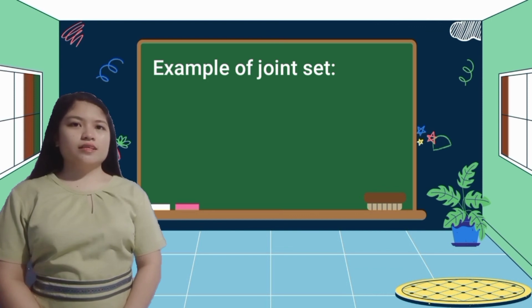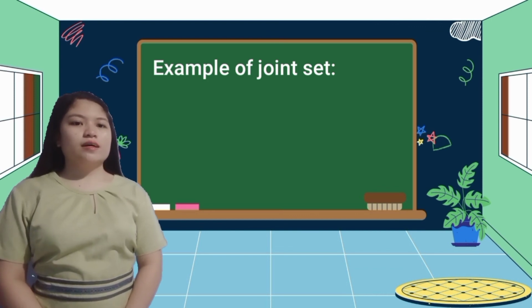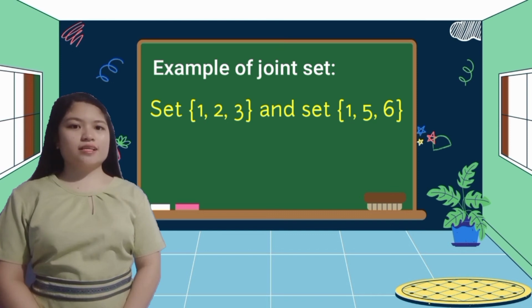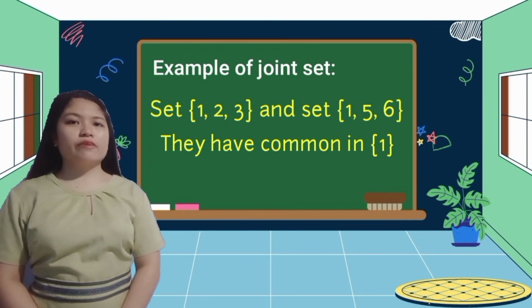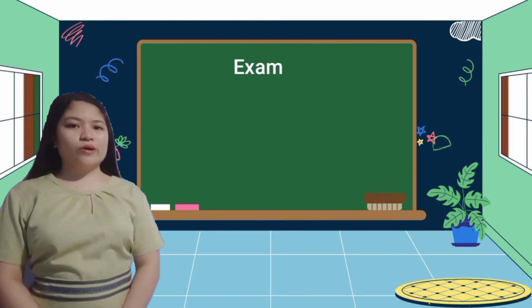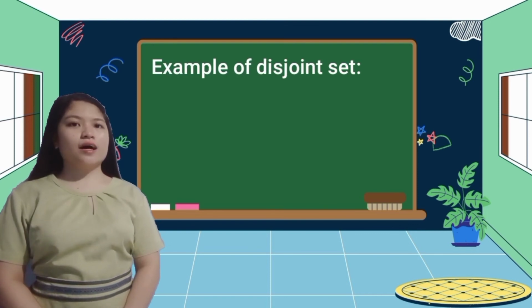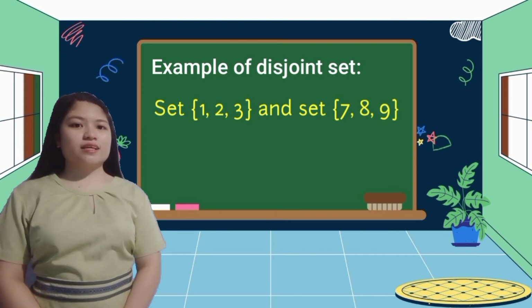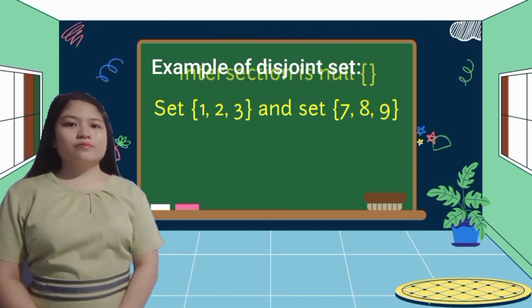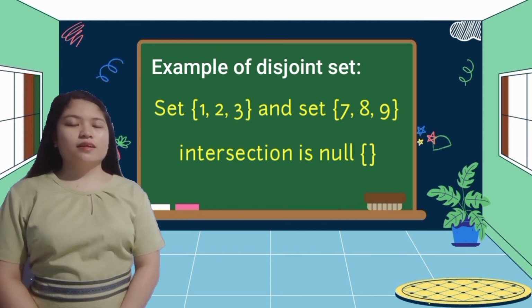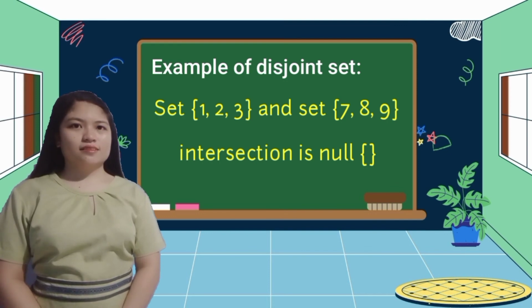For joint sets, we have set {1, 2, 3} and another set {1, 5, 6}. They are joint sets because they have the number 1 in common. Next, the example for disjoint sets. We have set {1, 2, 3} and the next set {7, 8, 9}. They are disjoint sets because their intersection is null. When we say null, this is the empty set. That's all.